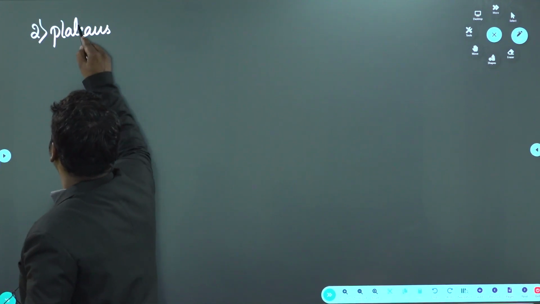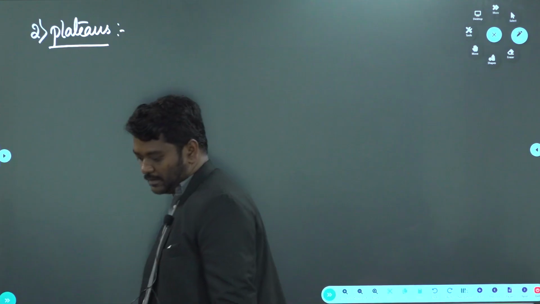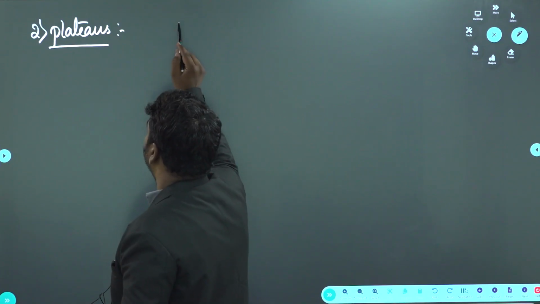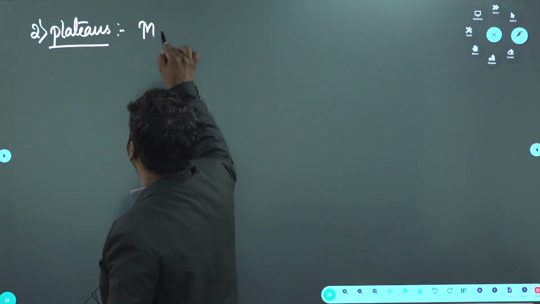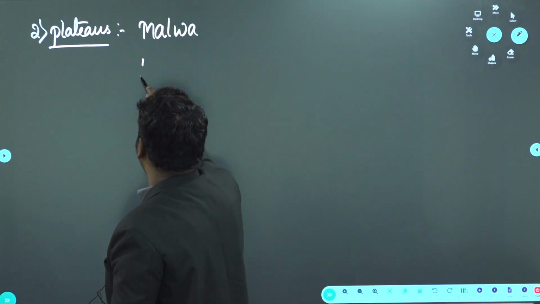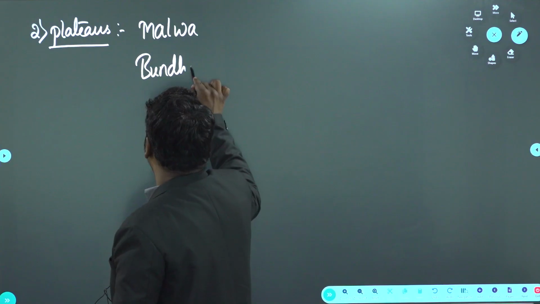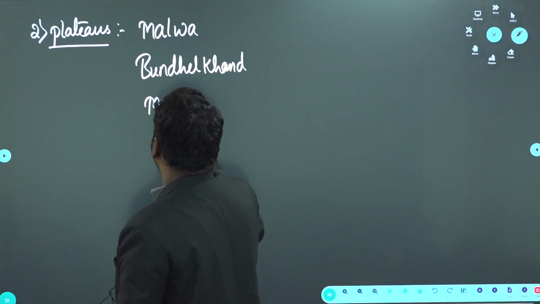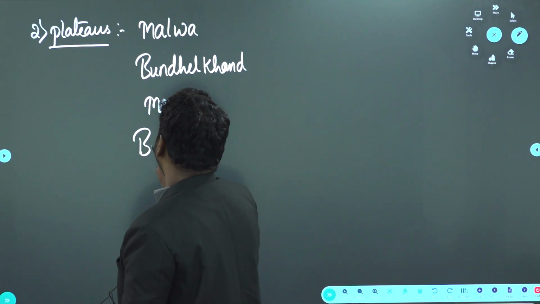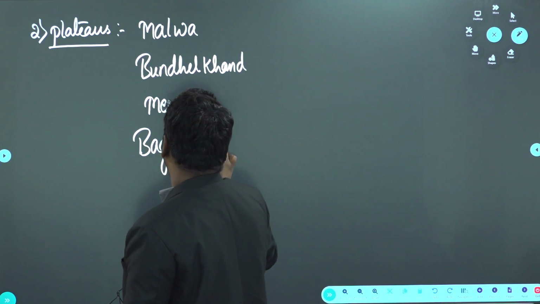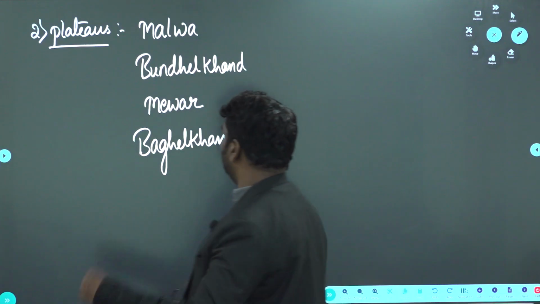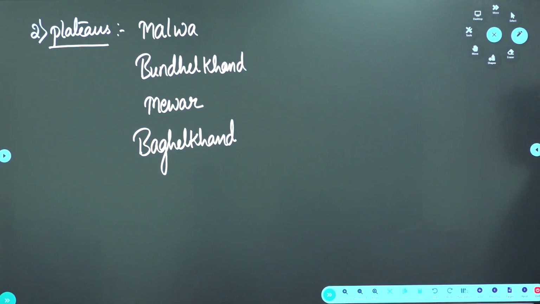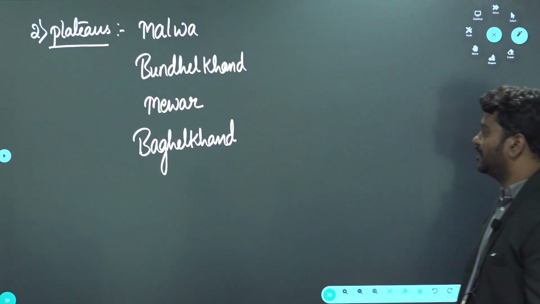Then the plateaus that are present are first Malwa, Bundelkhand, Mewar, Bhagelkhand. They'll ask you, give these names and ask which of the plateaus are present in central plateau or central India.